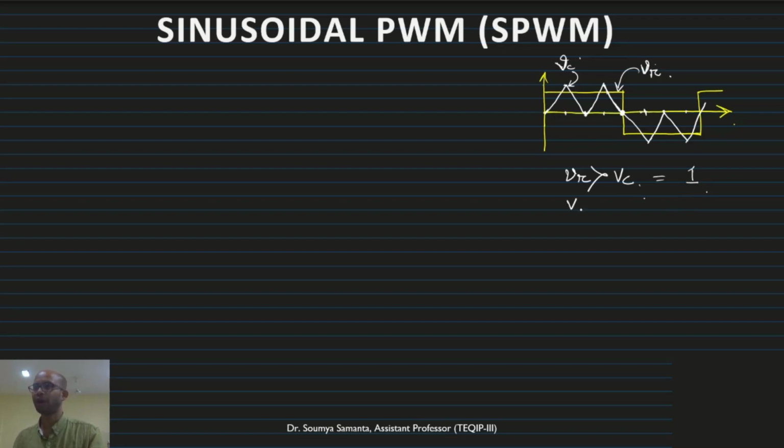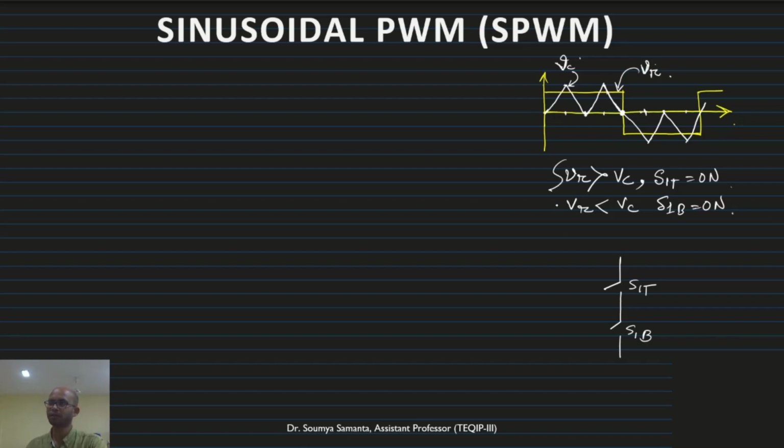Vice versa means whenever the VR is less than VC, so obviously another switch. Suppose this is one leg, this is S1, the leg number 1, S1T, this is S1B. So in this case S1T will be on and S1B will be off. In another case S1B will be on and S1T will be off, vice versa. So this is how we generate the pulse basically. So this will generate the pulse.